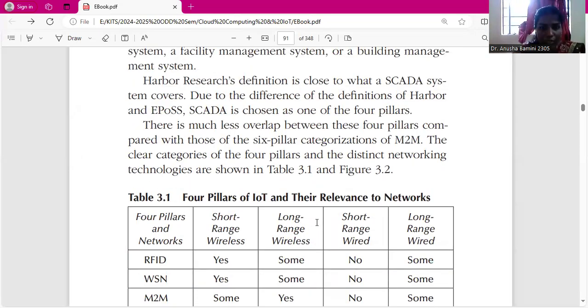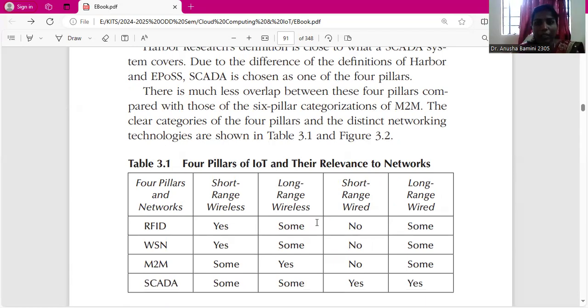Before learning this, there is one relevance to the network: how the four pillars are connected to a network, either short range or long range, and whether they support wireless or wired, which is given in the table. First we will see M2M. I'll consider this for M2M, which will support a short range wireless network as well as long range. It won't support short range wired, and for long range wired, for some devices it will support.